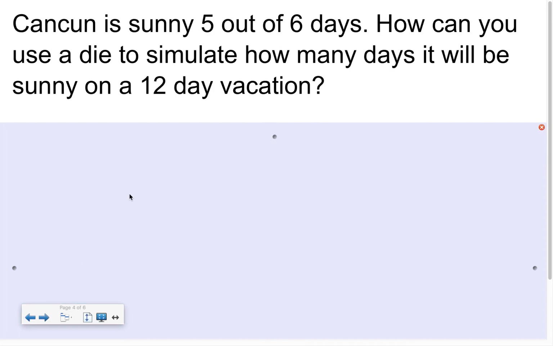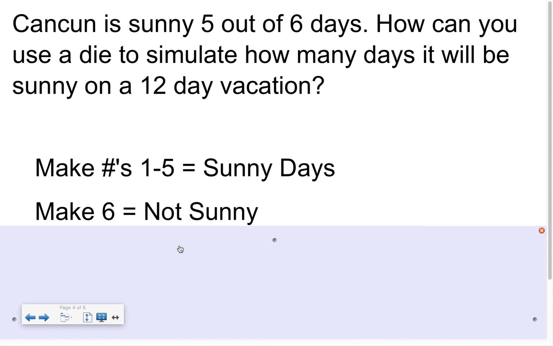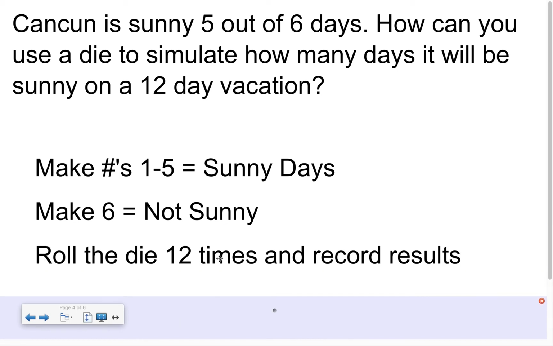Okay, if Cancun is sunny 5 out of 6 days, how can you use a die to simulate how many days it will be sunny on a 12-day vacation? Okay, so now it's 5 out of 6 days. We're still using a die. If it's 5 out of 6, we want to assign 5 numbers to be sunny days and only 1 number to be not sunny. So what I decided to use, make the numbers 1 through 5 sunny days. Okay, that would leave number 6 to be not sunny. Now, if we want to simulate for a 12-day vacation, how many times are we going to need to roll the die? Well, 12 times, right? So roll the die 12 times and record the results. Every single time you roll a die and you get a number between 1 and 5, that would be a sunny day. If you roll a 6, that would be a not sunny day.